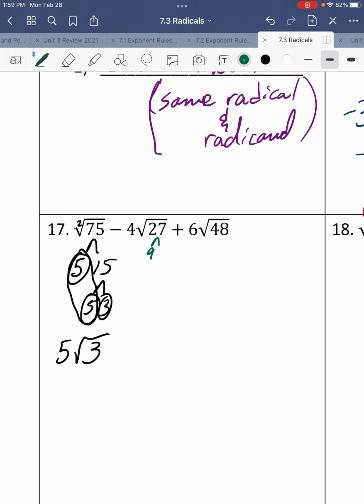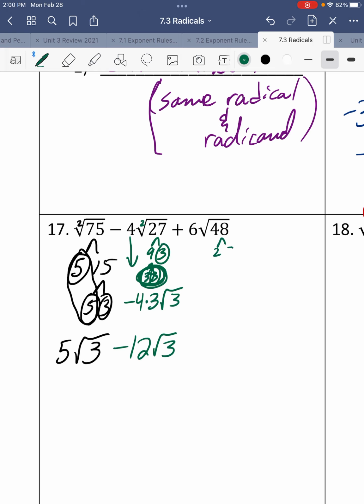27 can be broken down into 9 and 3, 3 and 3. So you have groups of 3 3's. It's a square root, so we only need groups of 2. So that negative 4 is going to come down, times a 3, the group of 3. And there's going to be a square root of 3 left over. So this is going to turn into 4 times 3 is 12 square root of 3.